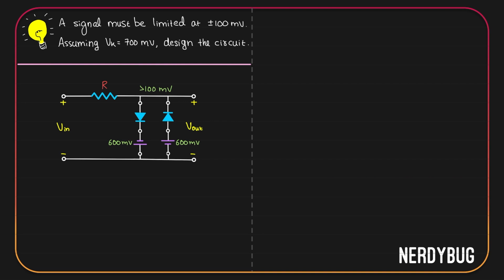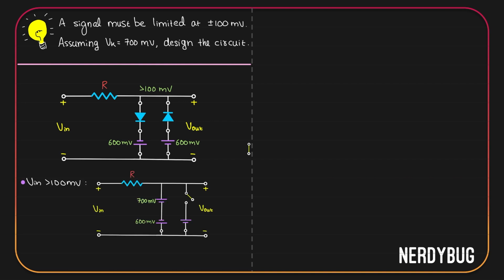So when the input is greater than 100 millivolt, we can model the circuit like this. First diode is in forward bias, so I have replaced it with a cell with potential equal to its knee voltage, 700 millivolt. The other diode is in reverse bias, so I have replaced it with an open circuit. Since the circuit is open here, no current will flow through this branch. So let us remove it from the circuit.